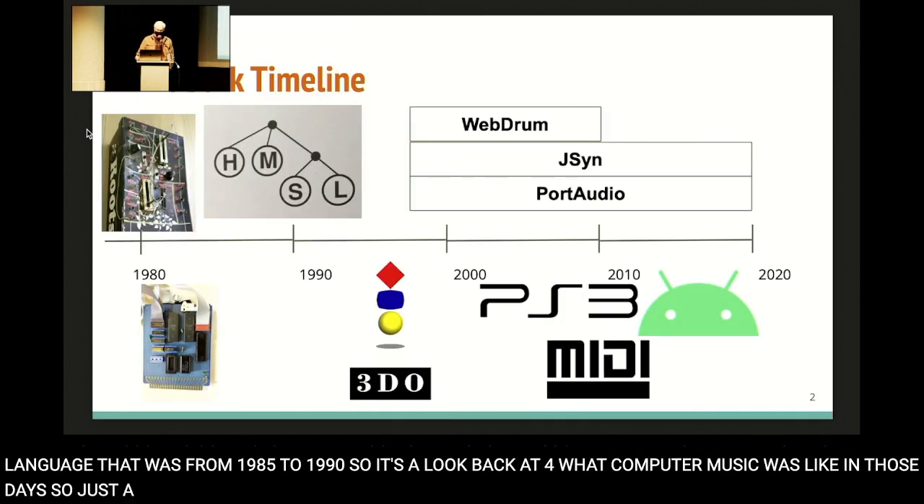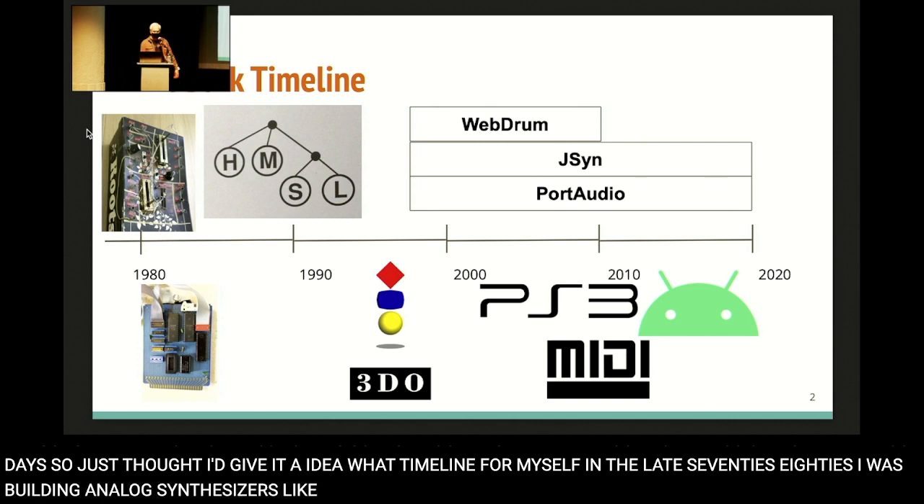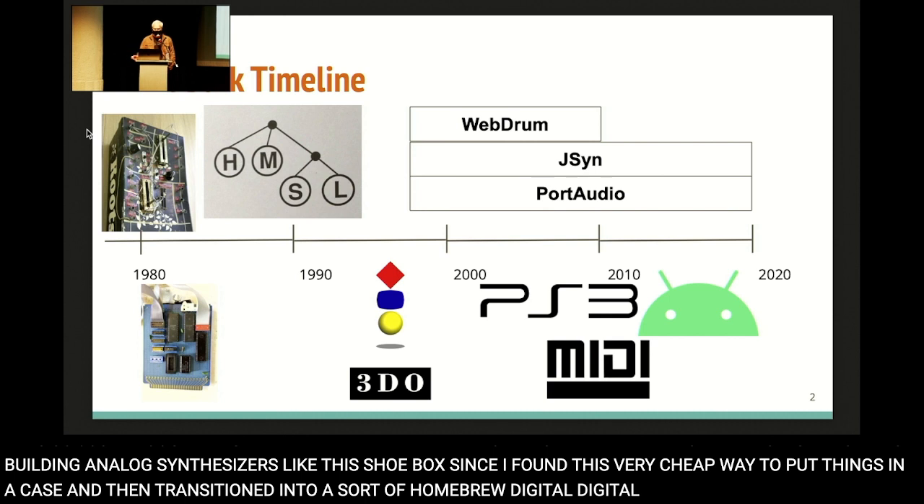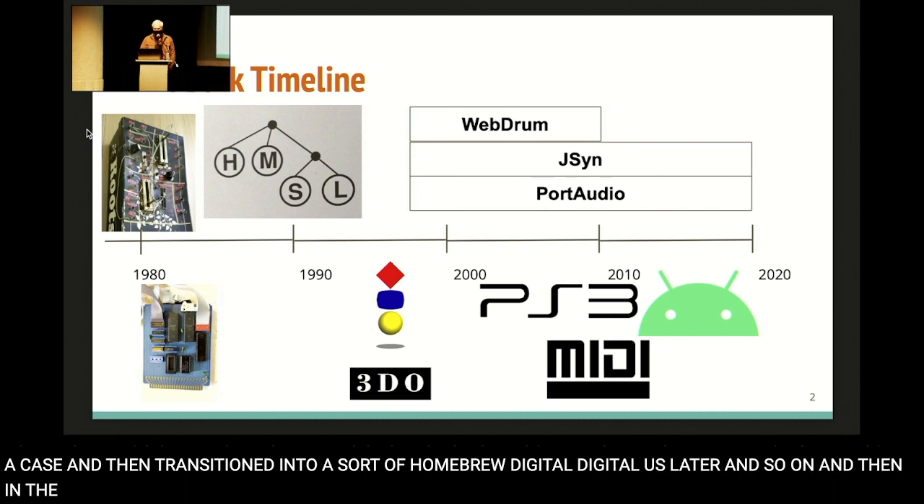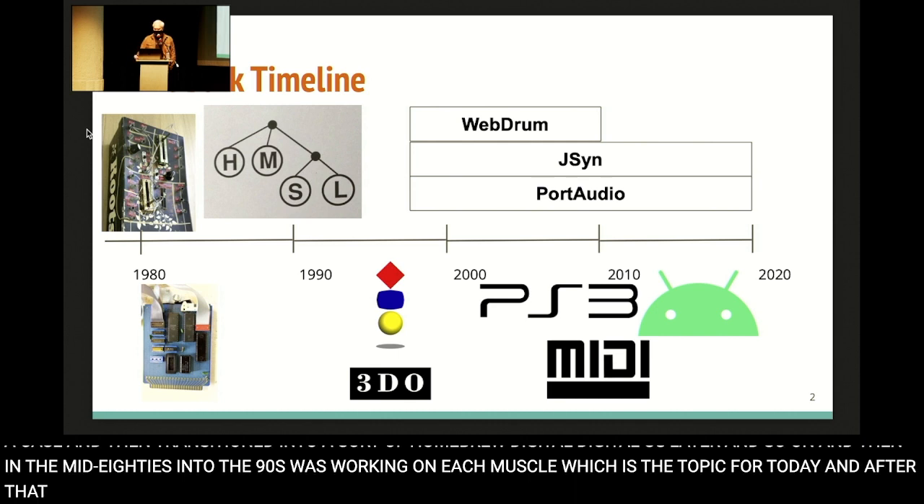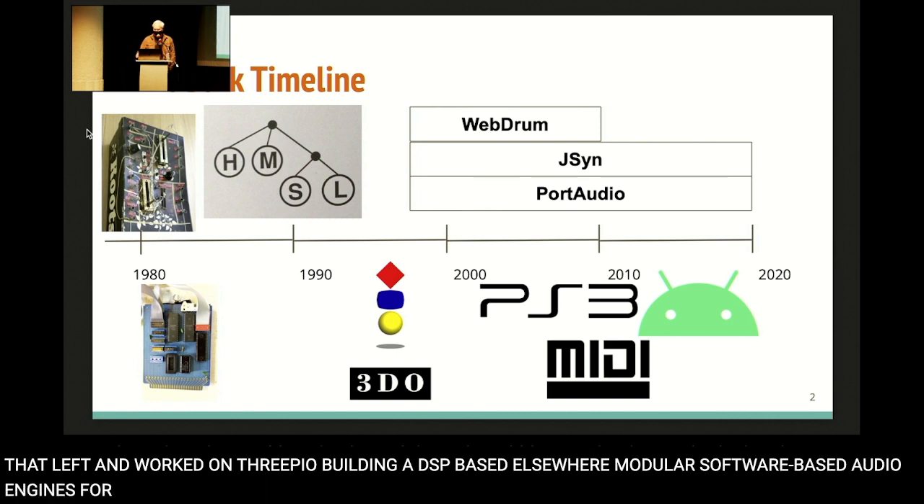So just to give an idea of a timeline for myself, in the late 70s, 80s, I was building analog synthesizers like this shoebox synth. Found it's a very cheap way to put things in a case. And then transitioned into sort of homebrew digital, like digital oscillators and so on. And then in the mid 80s into the 90s, was working on HMSL, which is the topic for today. And after that, left and worked on 3DO, building DSP-based, sort of modular software-based audio engines for a game console.